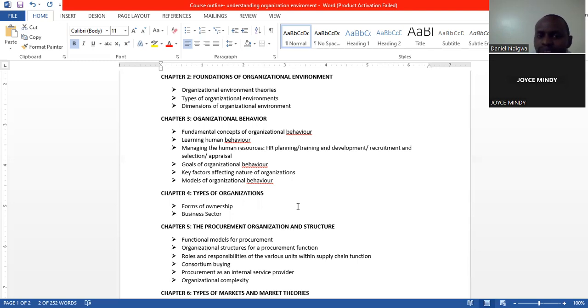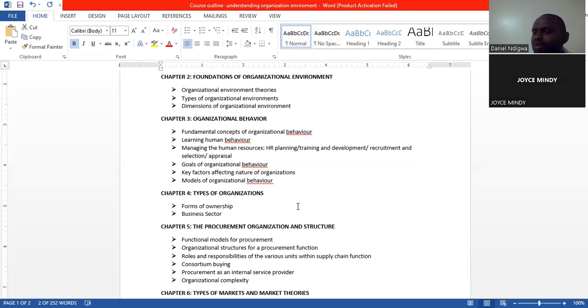We shall be able to understand the dimension or the various aspects of organizational environment. Then chapter three will be organizational behavior. Remember, within the organization, we have a pattern of behavior that has been there over time. Look at a company like Safaricom, for example. There is a culture that they have, and that culture forms the basis of their behavior, how they carry themselves. Another company is a company like Kenya Airways. When you go to Kenya Airways, there's a certain culture that they have over time.